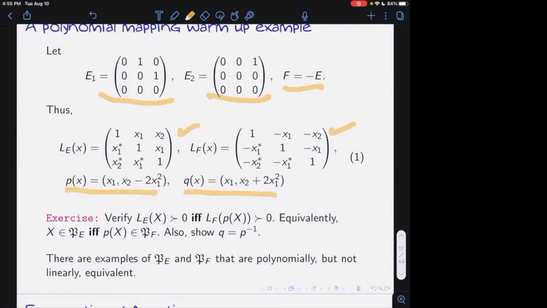And then something you can just check barehandedly, and if you want a distraction for the remainder of the talk, you can work it out. You can check that LE applied to X is positive if and only if LF applied to PX is positive. In other words, X is in the free spectrahedron determined by E if and only if P of X is in the free spectrahedron determined by F. And that's for P, then you show Q is the inverse of P. So it's telling you that this polynomial P is somehow giving a polynomial equivalence between these two free spectrahedra.